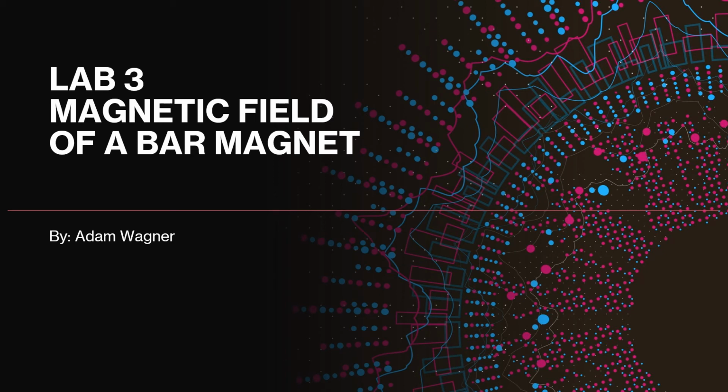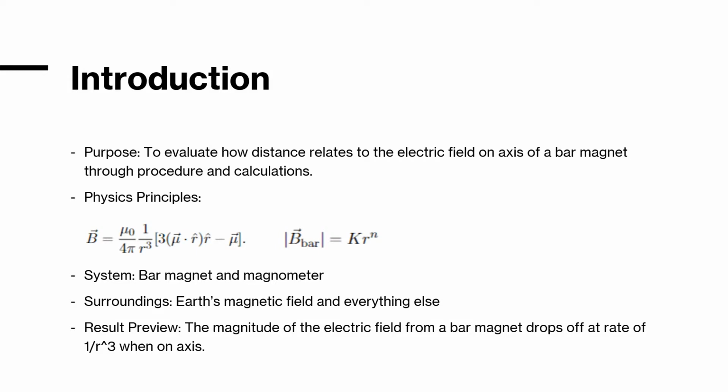Hey, I'm Adam Wagner, and this is the magnetic field of a bar magnet lab. The purpose was to evaluate how distance relates to the electric field on axis of a bar magnet through procedures and calculations. Some physics principles that we used were the equation for the magnitude of the electric field from the bar magnet, and on the right is the expression for the distance dependence of the magnitude of the electric field.